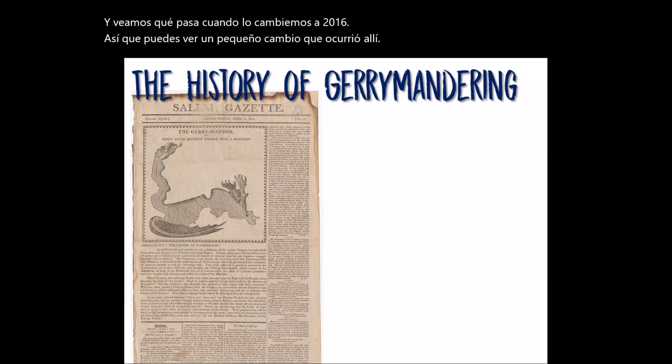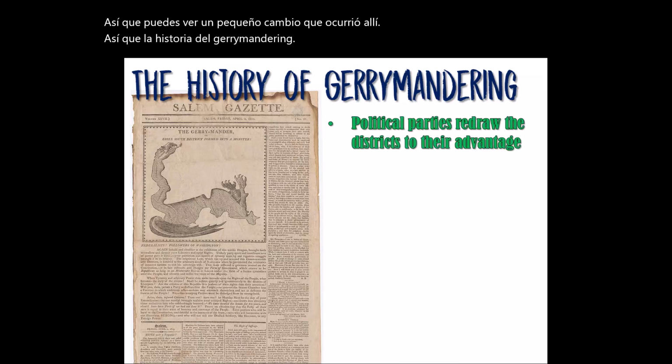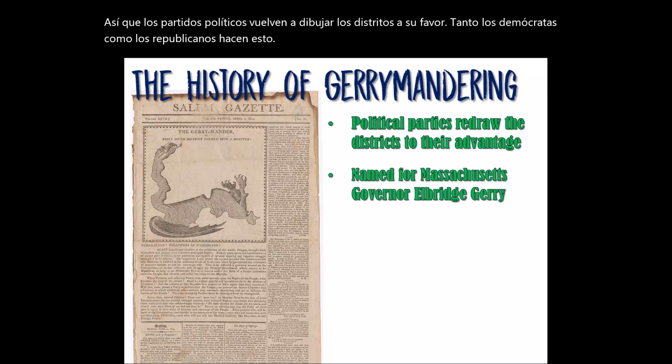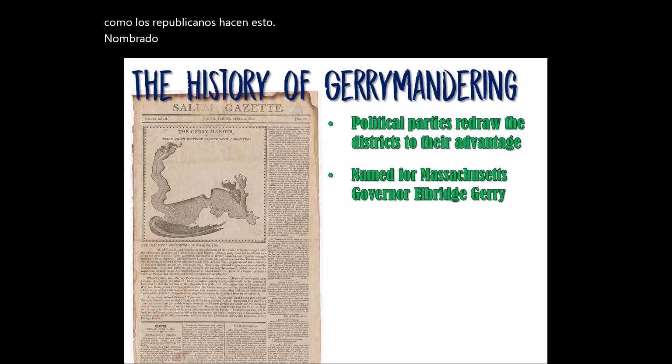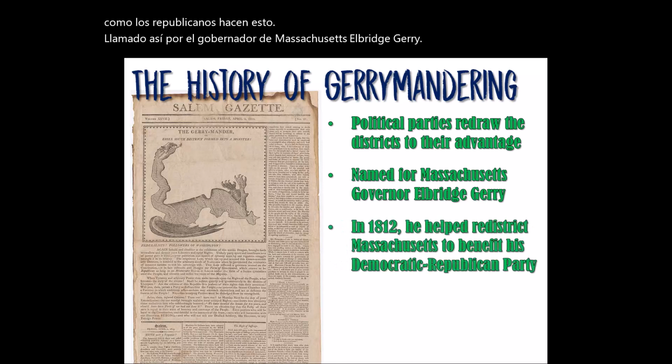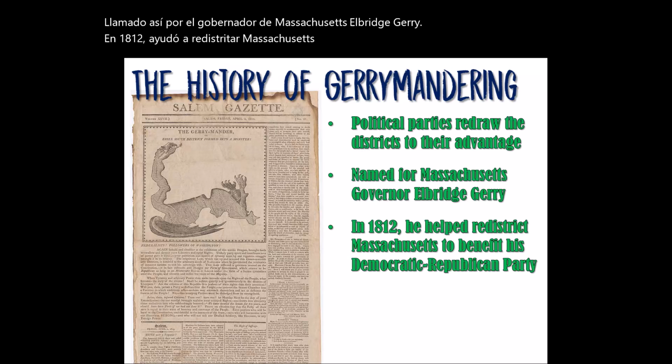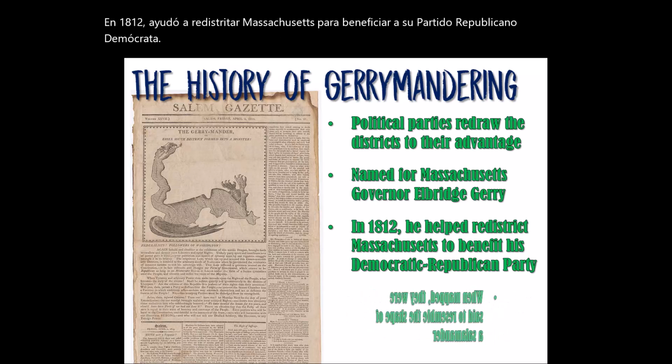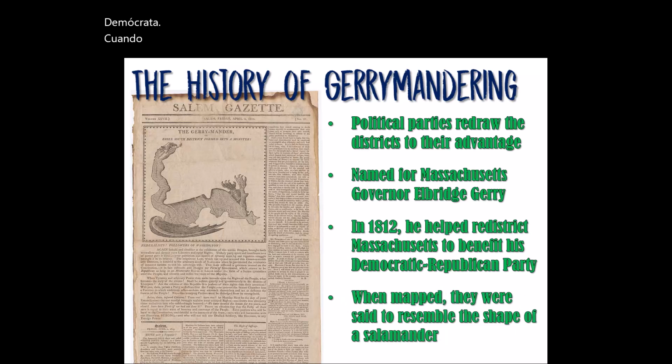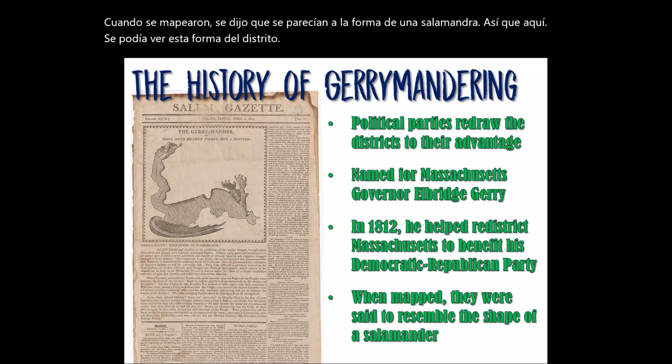So, the history of gerrymandering. Political parties redraw the districts to their advantage. Both Democrats and Republicans do this. It's named for Massachusetts Governor Elbridge Gerry. In 1812, he helped redistrict Massachusetts to benefit his Democratic Republican Party. When mapped, the districts were said to resemble the shape of a salamander. So here, you could see the shape of the district turned into a salamander.